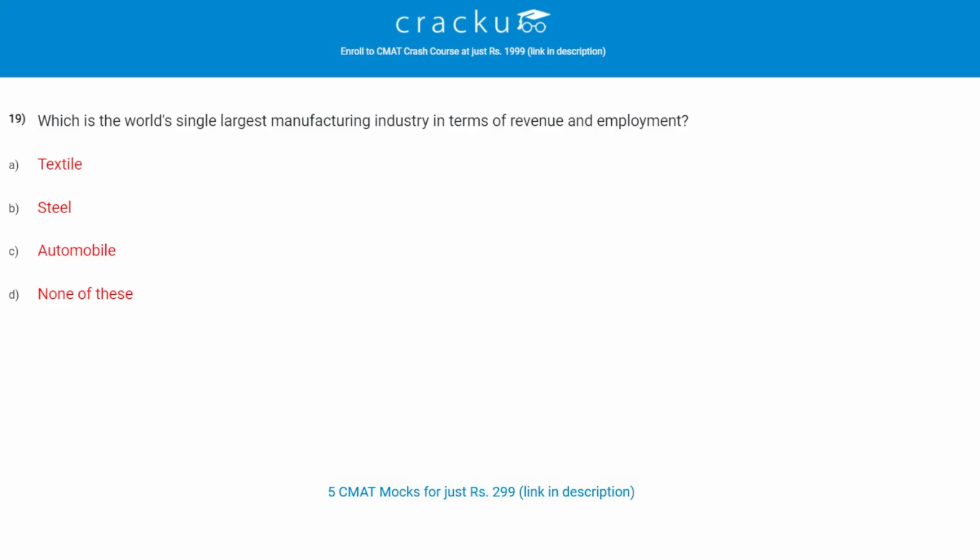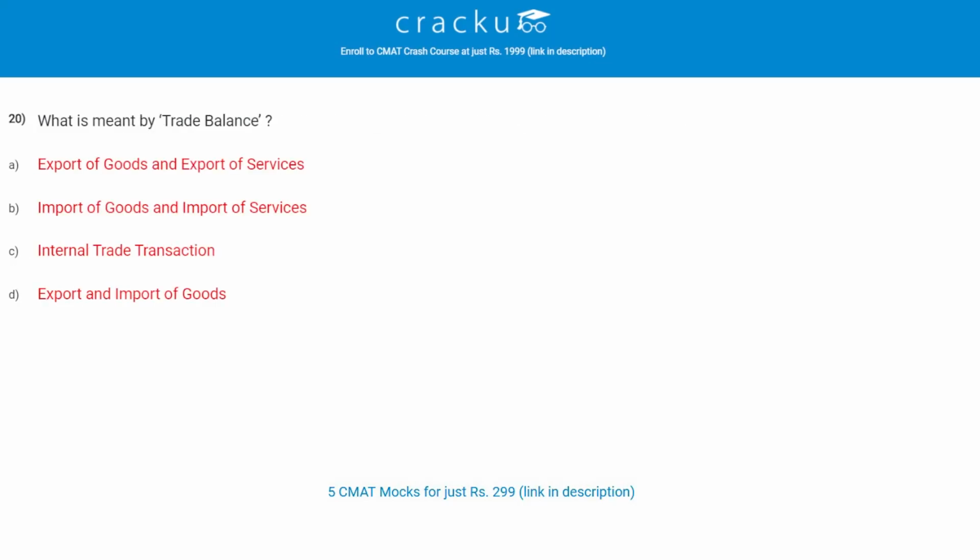Let's check the next question. Which is the world's single largest manufacturing industry in terms of revenue and employment? The correct answer is automobile. Let's check the next question. What is meant by trade balance? The correct answer is export and import of goods.